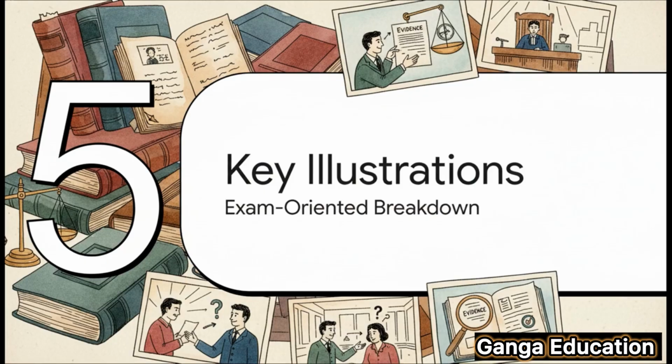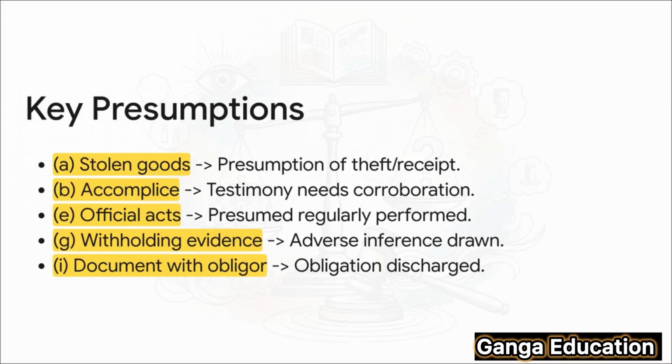Okay, everyone listen up, especially those of you preparing for exams. This next part is pure gold. The illustrations given in the BEAR Act for Section 119 are asked all the time, so let's break down the most important ones that you absolutely have to know. This slide summarizes the key presumptions you need to memorize. Take a look at point A. That's our stolen goods example.